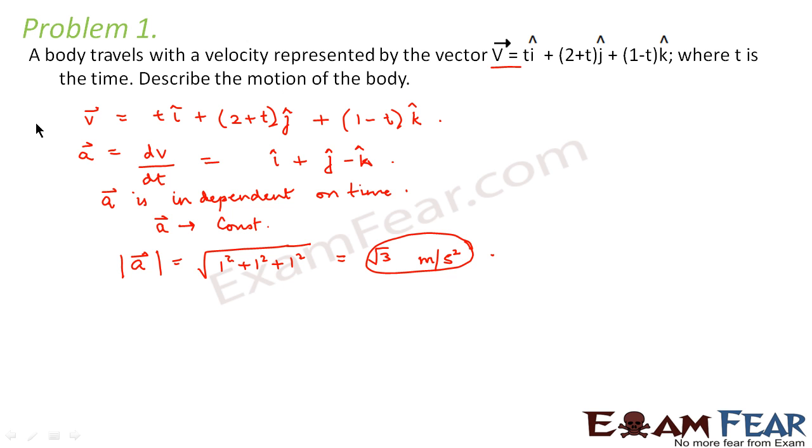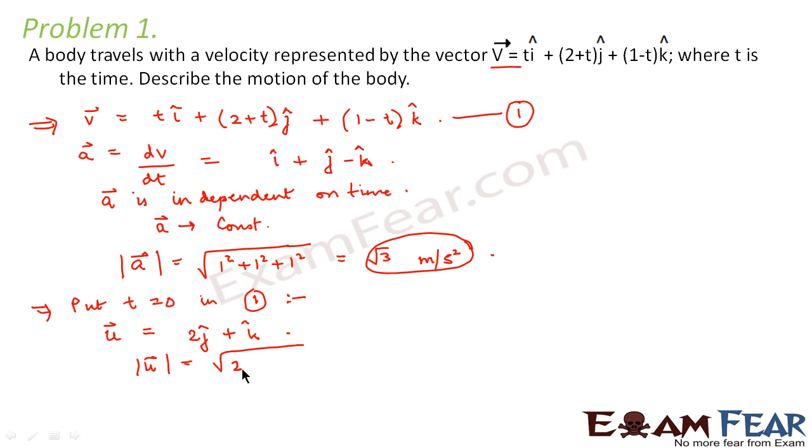In the given expression for v, if we put t is equal to 0 in the first expression, let us suppose this is equation 1, then what will we get? If we put the value of t is equal to 0, we will get the value of initial velocity, that is u. So v will be u. So this will be the initial velocity and that will be equal to 2 j cap plus k cap. Now what will be the magnitude of initial velocity? This will be equal to root over 2 square plus 1 square, that is equal to root 5 meter per second.